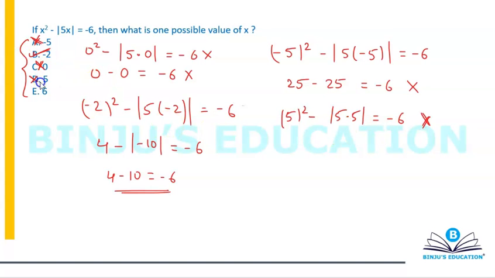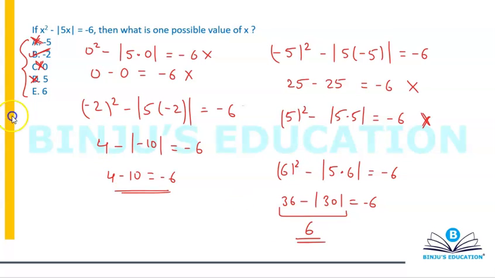And last is 6. So I'm going to put 6. So this will give me 6 square, which is 36, minus 5 into 6 is equal to minus 6. So 36 minus modulus of 30 is equal to negative 6. This is again not true because this will give me 6. So negative 2 is simply my answer.